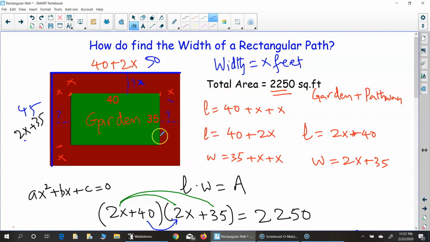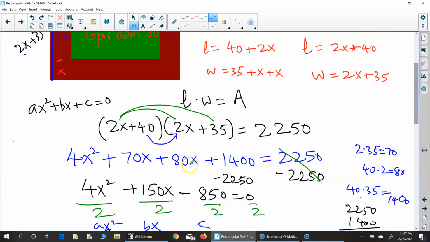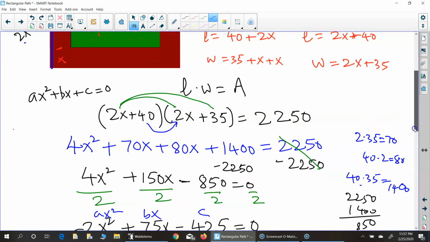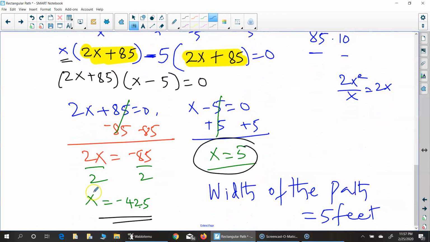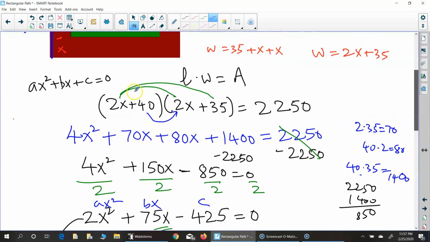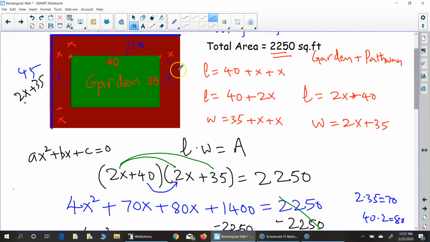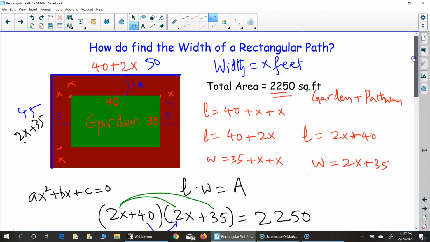And this is the whole process to find the width of a rectangular path. Just start from this x, get the outer length and outer width, and multiply carefully, using the distributive property, and solve for the value of x. And remember, take only the positive x values. Please take numbers of your own, take some length and width of your own, and then get an area and try to figure out and do a problem by yourself.